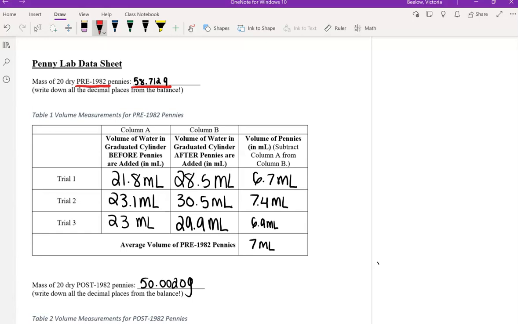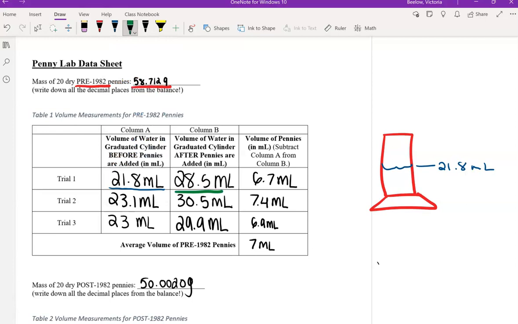And then the volume was calculated using three different trials, and the average was found. How volume was calculated was using a graduated cylinder. So for trial one, according to this data, we started with 21.8 milliliters, added the pennies, and then the volume went up to 28.5 milliliters. So the difference between those would be the volume of the pennies. And that was done three times.